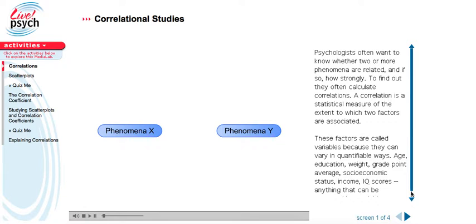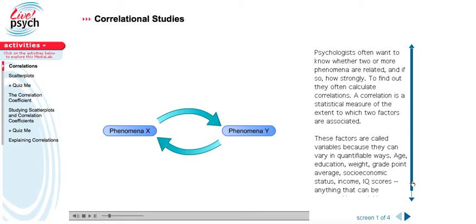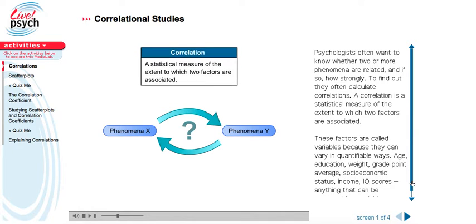Psychologists often want to know whether two or more phenomena are related, and if so, how strongly. To find out, they often calculate correlations. A correlation is a statistical measure of the extent to which two factors are associated. These factors are called variables because they can vary in quantifiable ways.